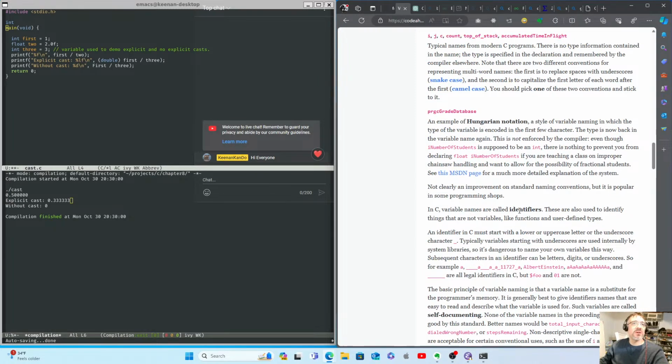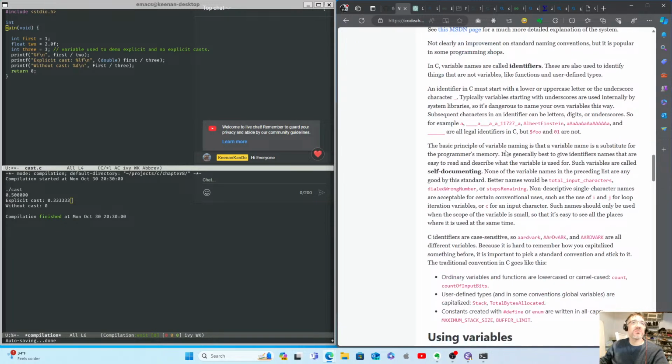In C, variable names are called identifiers. These are also used to identify things that are not variables, like functions and user-defined types.